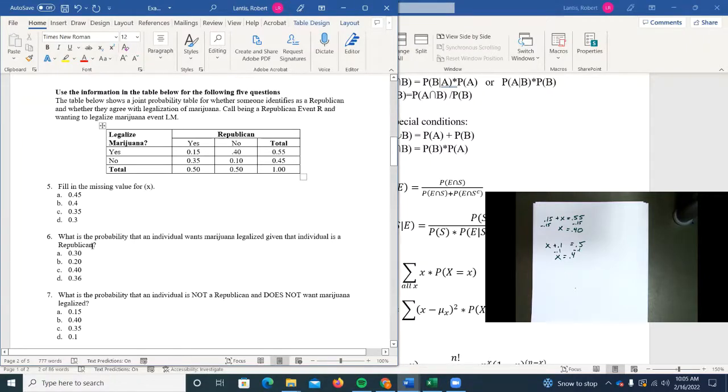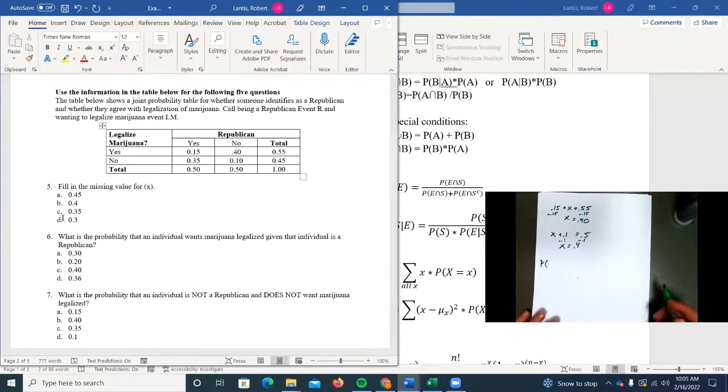Now I ask, what's the probability an individual wants marijuana legalized, given that they are Republican? Anytime I see this word given, and I'll try to be pretty friendly on the exam, right? On some of the Connect assignments, it's a little more difficult, or in some of the problems we work through in class, it's not always that we use the terminology of given. You might be told, the probability that somebody wants marijuana legalized, knowing that they're Republican.